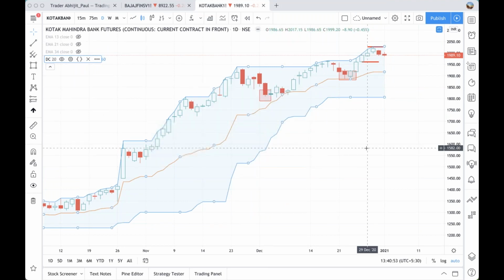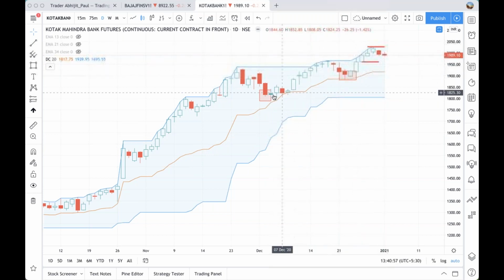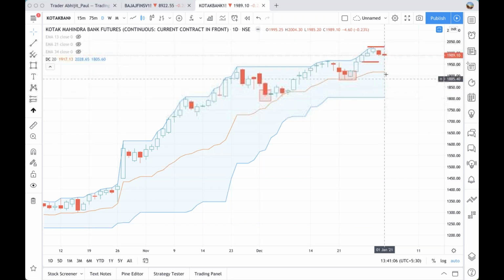We can change it later, which means that if I count the last 20 candles, the lowest point of the last 20 days is this one. The highest point of the last 20 days is this one. This plus this divided by 2 is this one. This is the average. This is the Donchian channel.